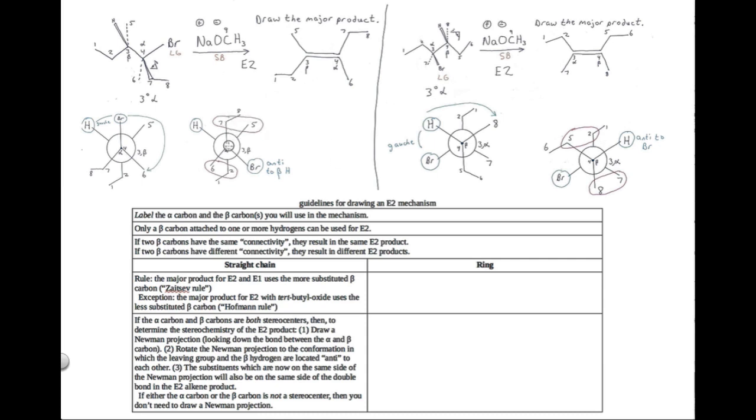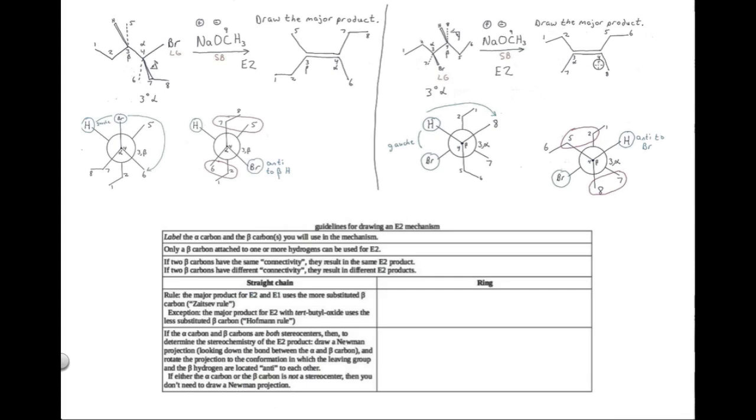Carbon 7 is attached to the dot, and carbon 5 is attached to the circle, so you can see that they're attached to different atoms. Notice that it doesn't do any good to draw the Newman projection unless you rotate it so that the beta hydrogen and the leaving group, the bromine, are anti to each other. Remember that E2 requires an anti-periplanar conformation between the beta hydrogen and the leaving group. The way to ensure that is to rotate the Newman projection so that the leaving group and the beta hydrogen are anti to each other.